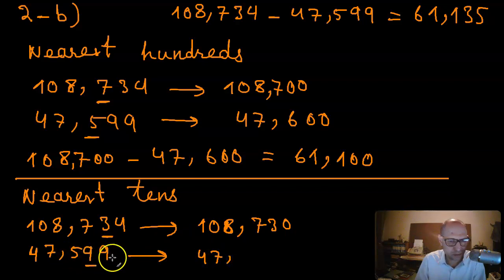would give you 47,600. Since there's a 9 over here, you would round up. This becomes a 10, so the 0 remains here and 1 carries over to the 5, the 5 becomes a 6, and then this 9 is replaced by a 0. So that's 47,600, right?